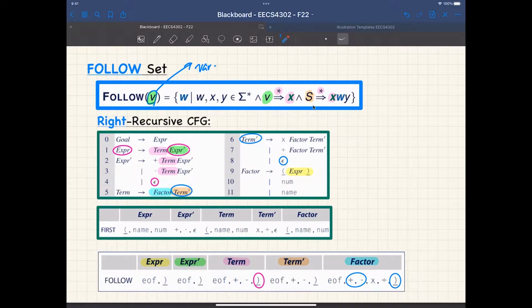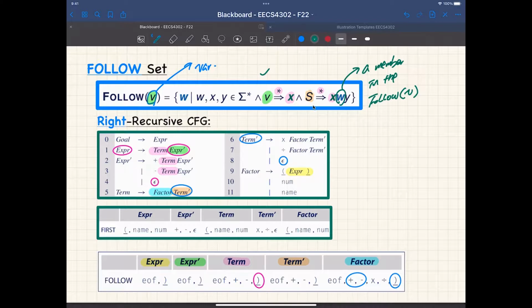But we'll definitely look at an example. You can see that this guy over here in general is the follow, a member in the follow of V. Maybe look at this formal definition a little bit more once we go over the example.